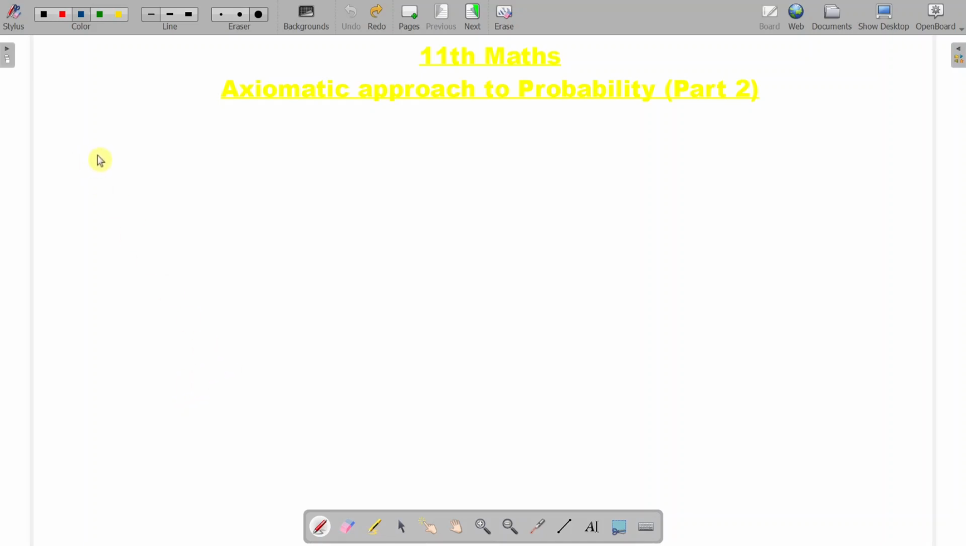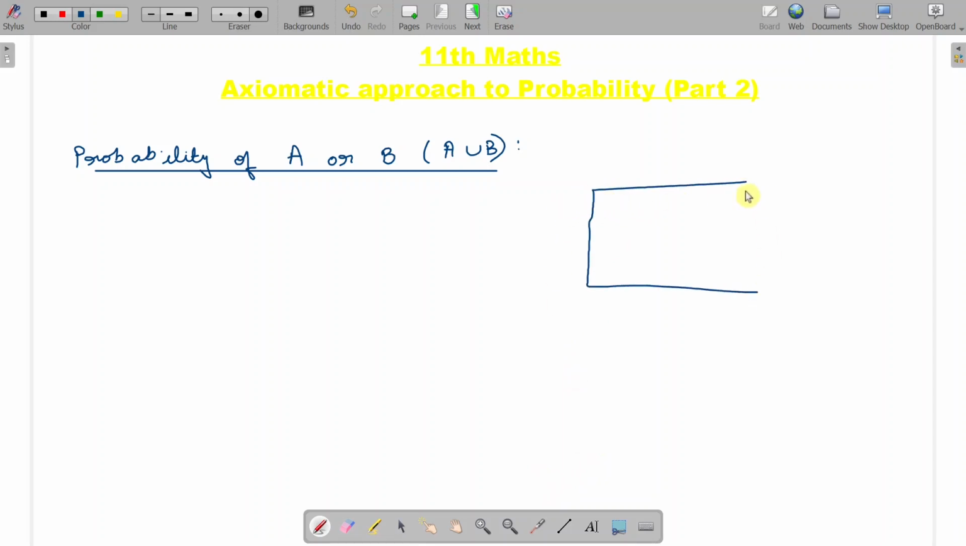Now let us start this video by looking at probability of A or B, which is nothing but A union B. Let us look at the diagram here. Suppose this is the sample space S, this is event A and this is event B.